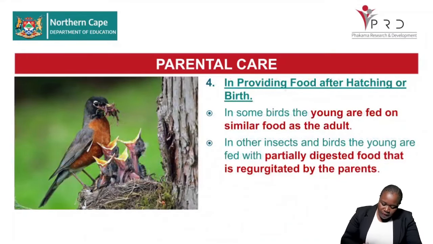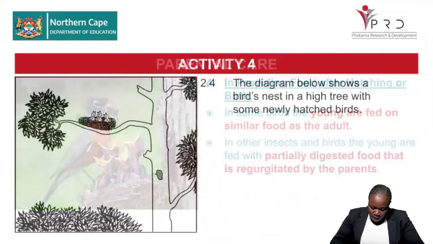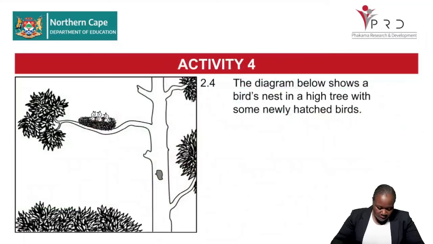Number 4, providing food after hatching or birth. We can see the mother here is providing food to these young as they may not be able to feed themselves at this point. And also we can see that the food is partially digested, meaning that the parent has digested the food to a certain extent so that the young can be able to take in the food, unlike giving the food to the young in a way in which they might not be able to digest the food. So that is another way in which parents take care of their young.